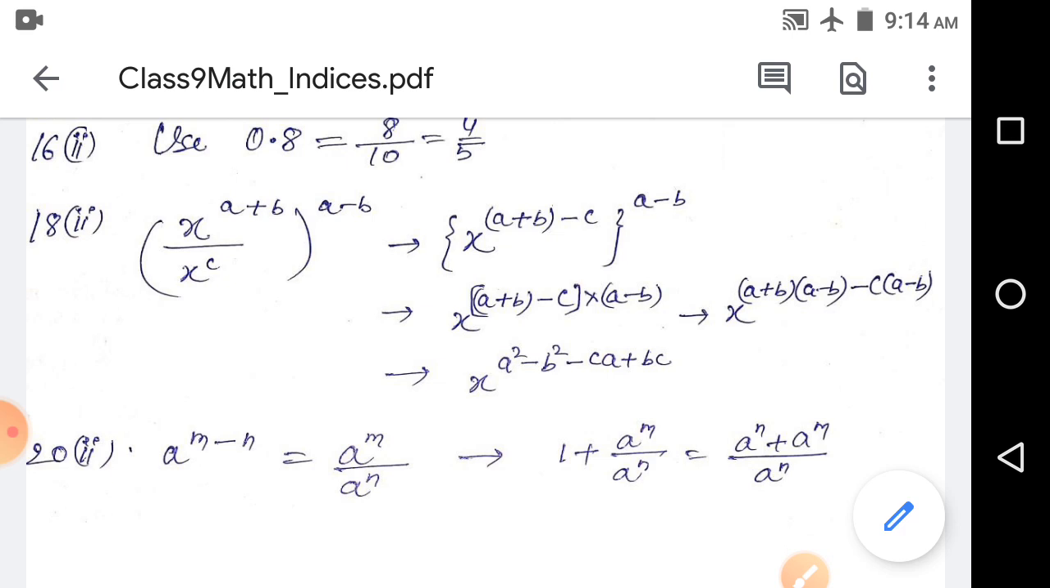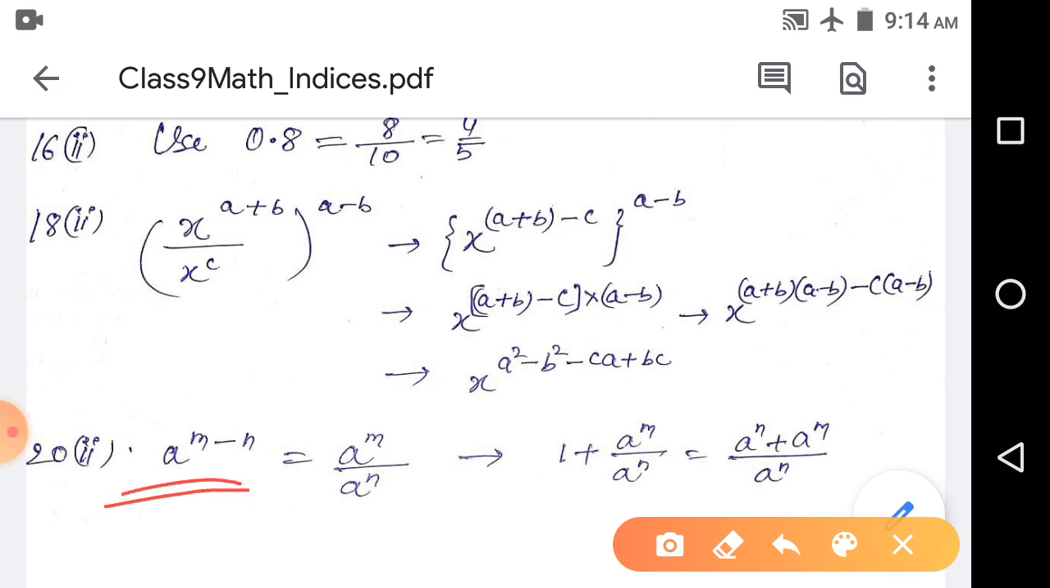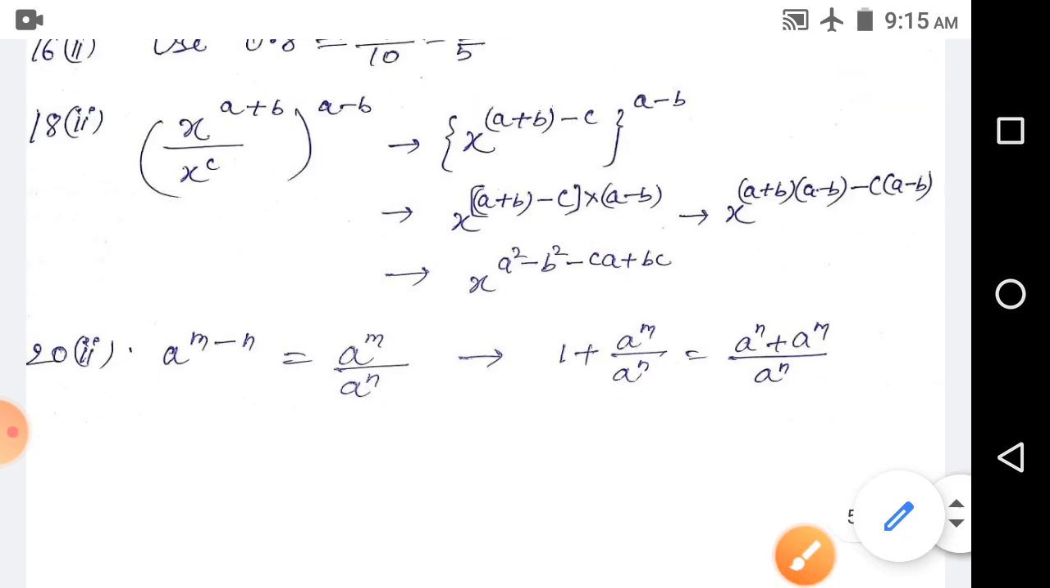Now the hint given for question number 2 and 20 bit 2. We have in the question a to the power m minus n, and this a to the power m minus n can be written as a^m by a^n, and given in the question that 1 by a to the power m by a to the power n can be written by taking the LCM a^n, and after that you can solve. So this is it. Thank you.